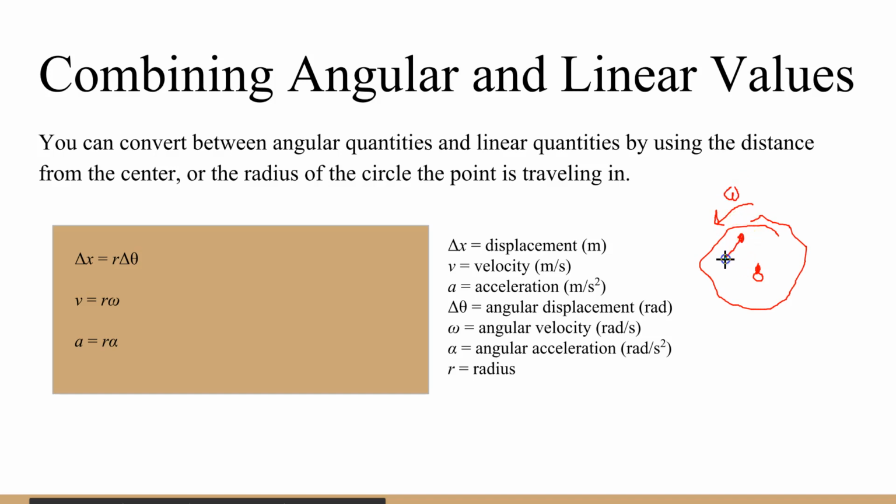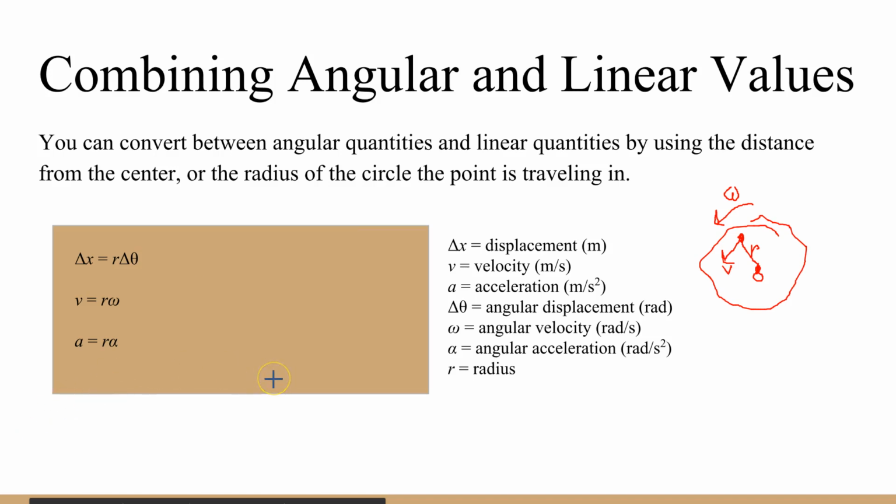Well, the actual velocity the coin is moving, because remember, the coin is moving. The velocity it's moving will be equal to the radius times omega, and delta x, the actual length of the arc it has traveled through, is equal to the radius times the angular displacement, in radians, that it has traveled through.